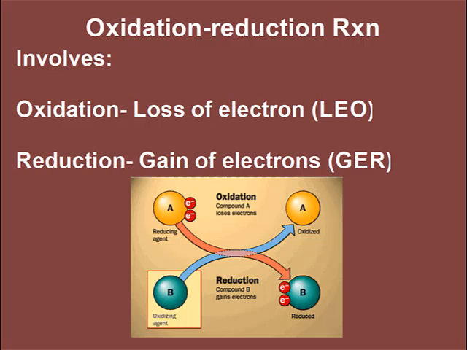Everything in this unit has to revolve around redox reactions or oxidation-reduction reactions. Remember that oxidation was the loss of electrons, LEO, and then reduction was the gain of electrons, GER. So LEO goes GER. Remember that when it loses electrons, it becomes more positive, and if it gains electrons, it becomes more negative.